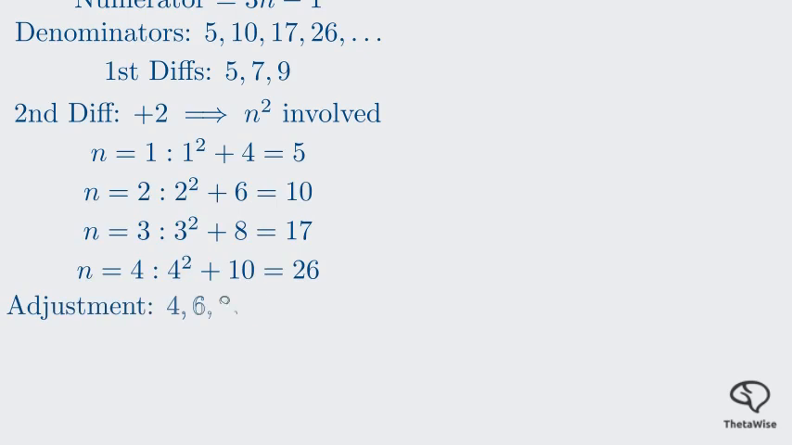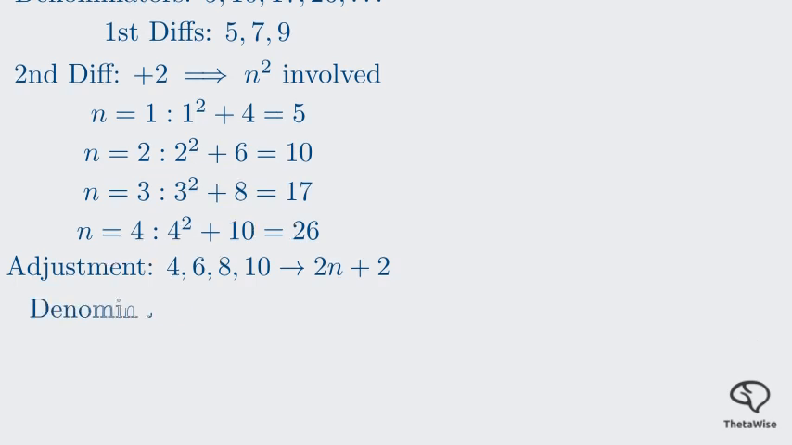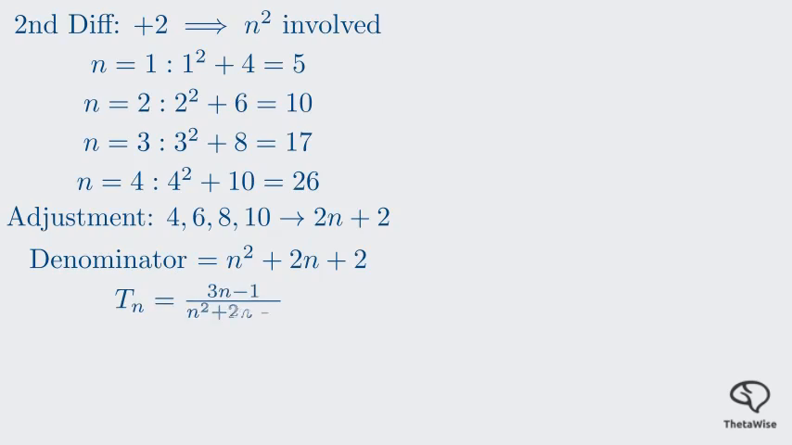The amount we add is increasing: 4, 6, 8, 10. This is actually a linear sequence itself: 2n plus 2. So the denominator is n squared plus 2n plus 2. Combining these gives us our final answer. T subscript n equals 3n minus 1 over n squared plus 2n plus 2.